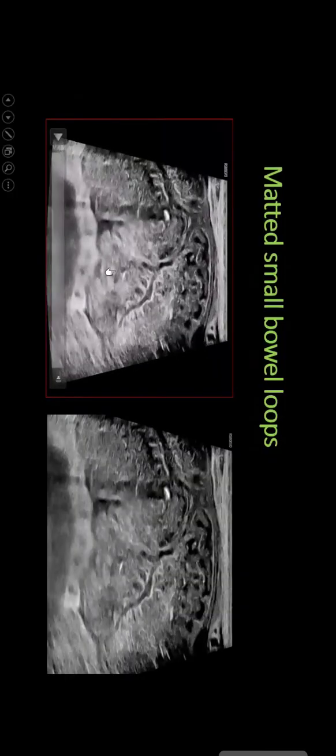And the same patient showing matted loops. This is how matted loops look, see, they stick together.